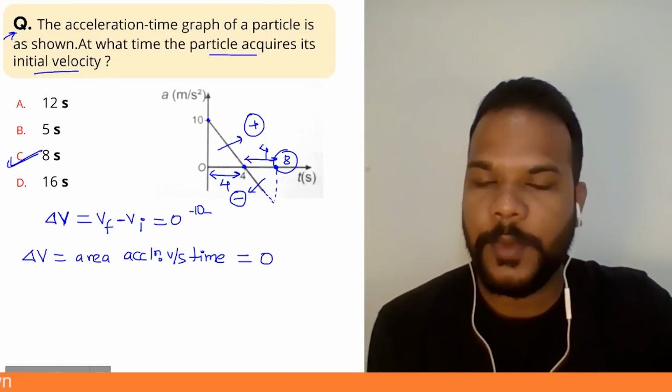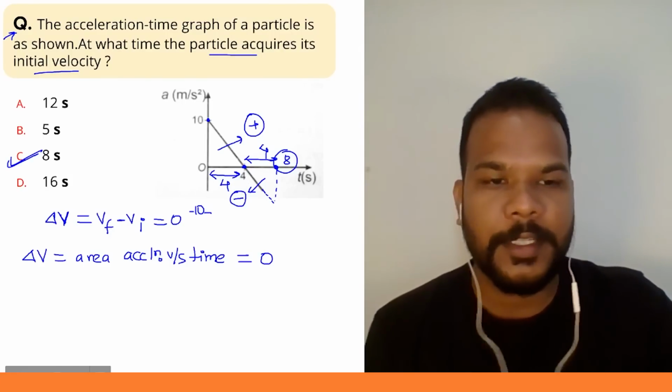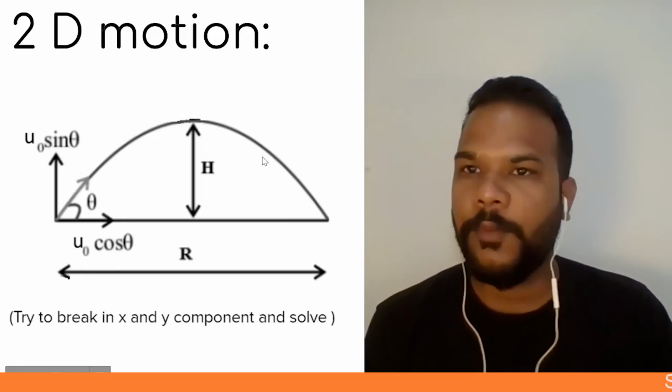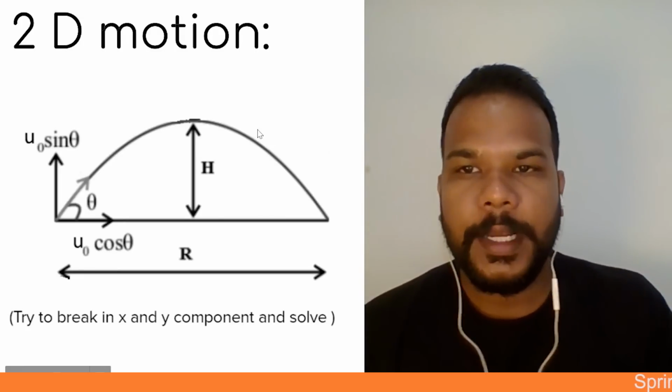डिस्प्लेसमेंट 24 होगा प्रीवियस क्वेश्चन में, somebody is asking. Yes, 24 होगा, डिस्टेंस 26 होगा. Perfect. Okay guys, so this was motion in 1D. Let's move on to motion in 2D now.